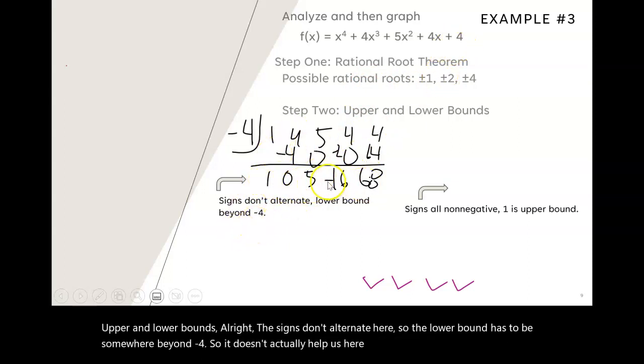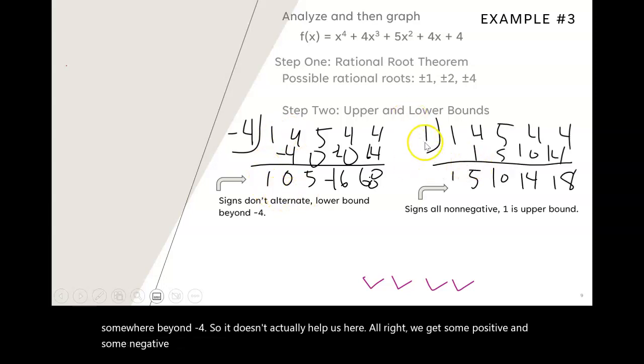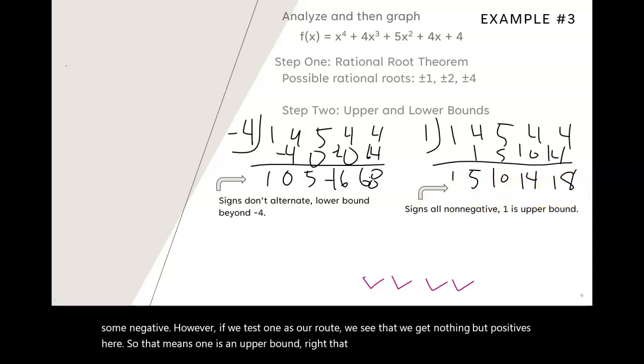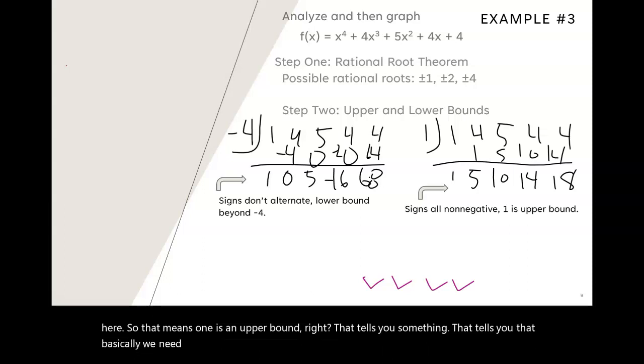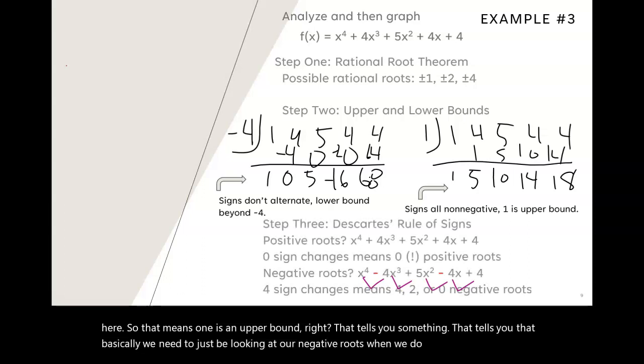All right, we get some positive and some negative. However, if we test 1 as our root, we see that we get nothing but positives here. So that means 1 is an upper bound. All right, that tells you something. That tells you that basically we need to just be looking at our negative roots when we do this.